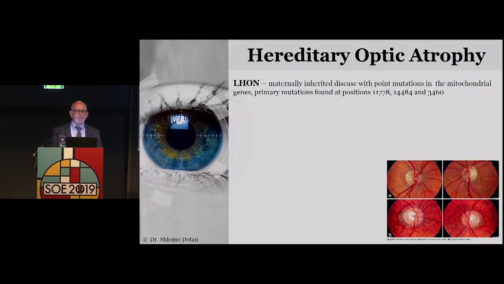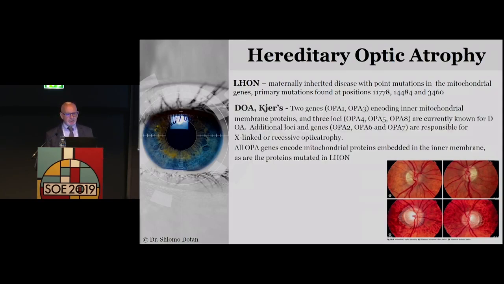Now, we've been talking and discussing hereditary optic atrophies, and I didn't want to miss the opportunity to repeat it. We have the Leber's disease, which is, of course, maternally inherited with point mutations in positions 11778, 14484, and 3460.